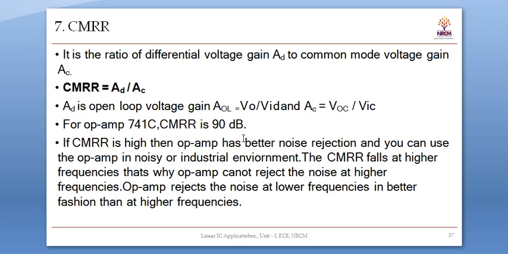So if the CMRR is high, then the op-amp has better noise rejection, and you can use the op-amp in noisy and industrial environments. The CMRR falls at higher frequencies. That's why the op-amp cannot reject the noise at higher frequencies, and rejects noise at lower frequencies in better fashion. So this is about CMRR.